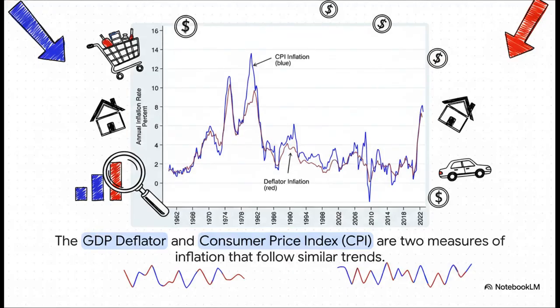And here's what that looks like in the real world. This chart compares inflation from the GDP deflator with the more famous one, the CPI, or Consumer Price Index. And you can see that while they're not identical twins, those two lines pretty much tell the same story about inflation over the last few decades.